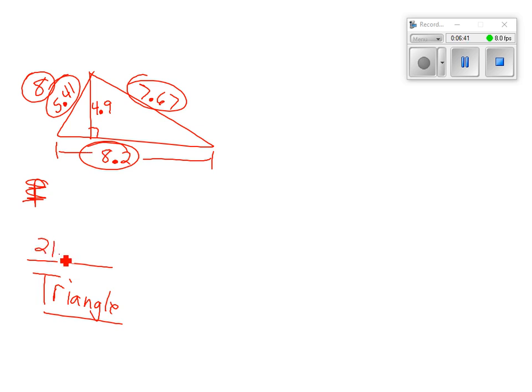21.28. What's our units? Yards. Find the area. How do you find the area of a triangle? The formula is base times height divided by 2.